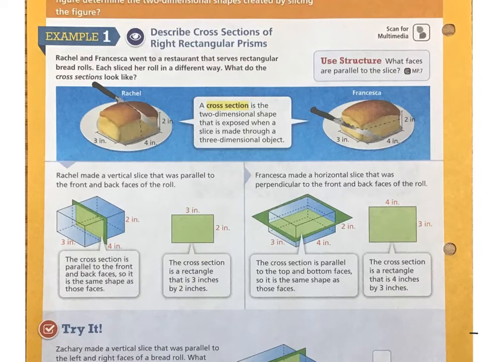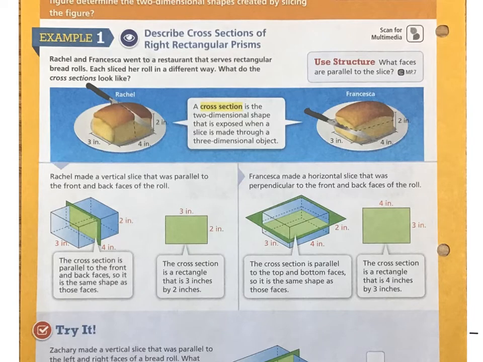Now let's take a look at example 1. Describe cross sections of right rectangular prisms. Rachel and Francesca went to a restaurant that serves rectangular bread rolls. Each sliced her roll in a different way. What do the cross sections look like?